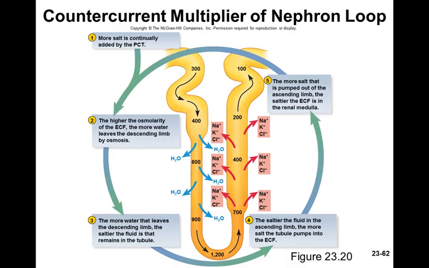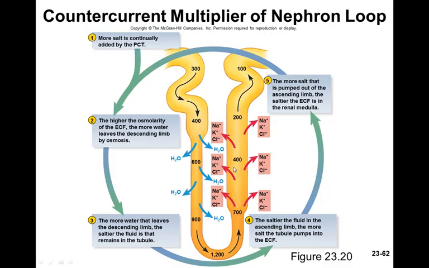And this is where you can see that image. The more salt is continually added by the PCT. So right here in the PCT, you've got salt being added to the extracellular fluid. The higher the osmolarity in the ECF, the more water leaves the descending limb. So you can see the blue arrows in the descending limb, water's coming out into the medulla. The more water that leaves the descending limb, the saltier the fluid is inside the tube. So right here we've got really salty fluid in the tube. And then the saltier the fluid in the ascending limb, the more salt that it pumps out into the ECF.